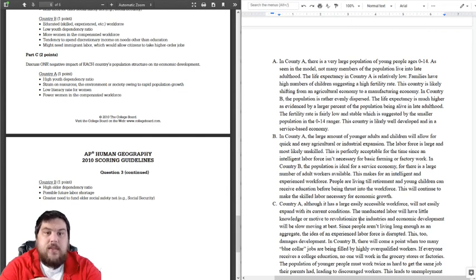In country B, the population is rather evenly dispersed. The life expectancy is much higher, as evidenced by the large percentage of population being alive in late adulthood. And the fertility rate is fairly low and stable, which is suggested by a smaller population in the 0 to 14 range. This country is likely well developed and in a service-based economy.